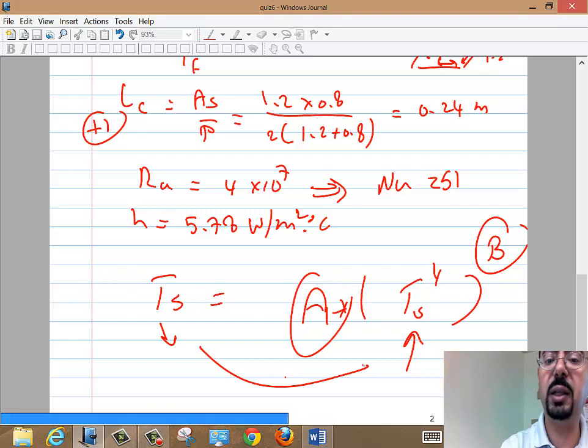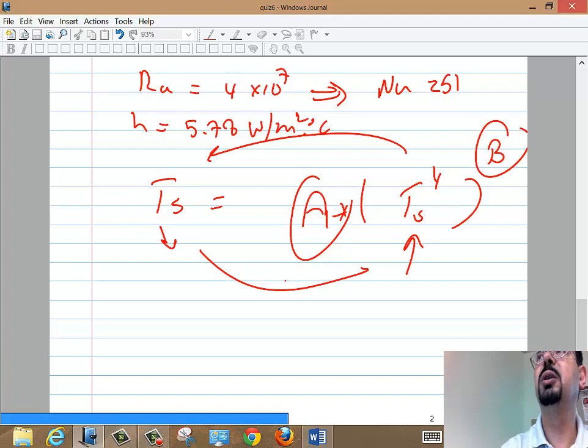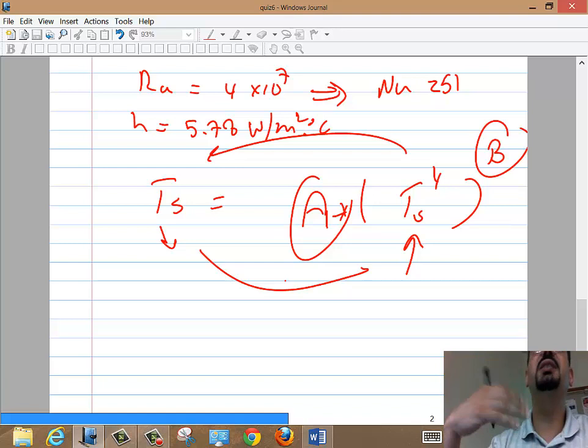And if this does not converge, what do you do? So you assume 50. Then it ends up being 35. You put 35, it ends up being 5. You put 5, it ends up being minus 200. You put minus 200, it's minus 5,000. Obviously, it's diverging. What do you do?